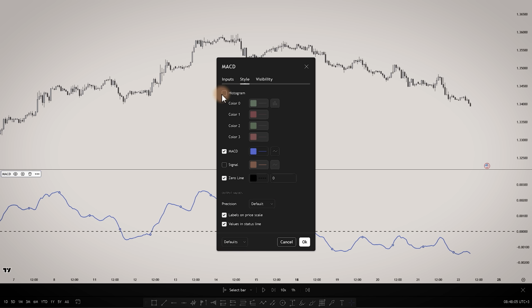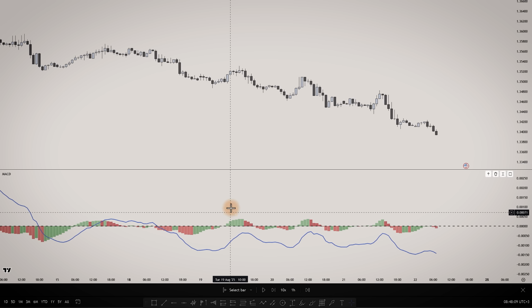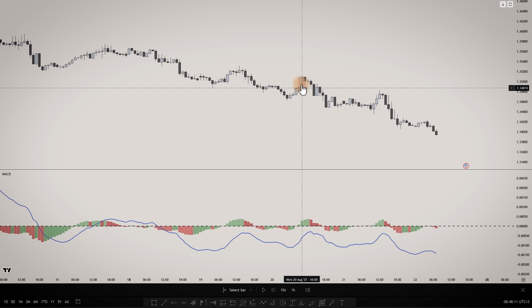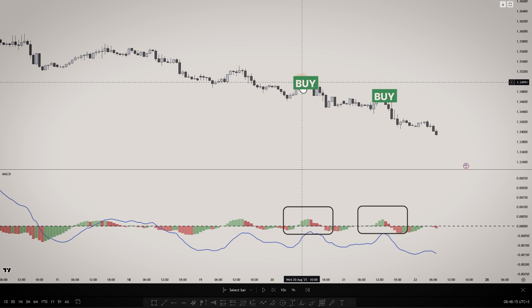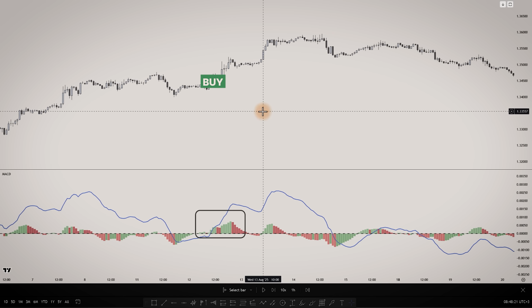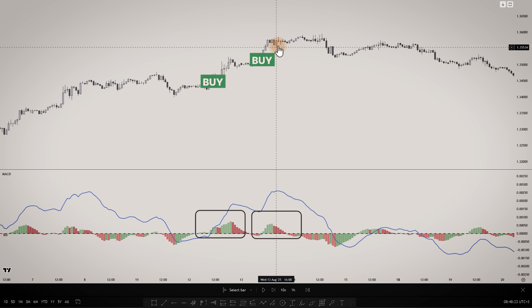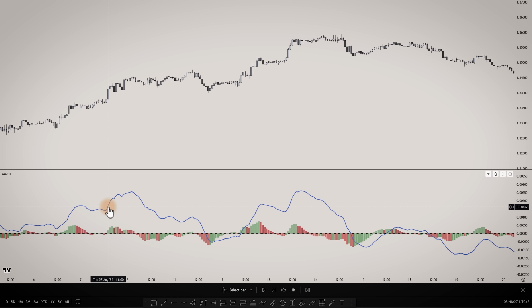Watch this chart with me. Every time I ignored the 0 line and bought below it, I lost money. See this buy signal below 0, lost trade. This one, another loser. Now look at these buy signals above 0, winner, another winner. My win rate jumped to 60% just by following this one rule.